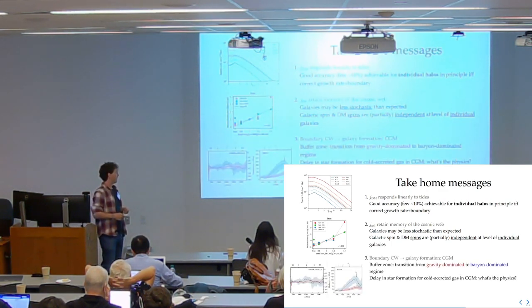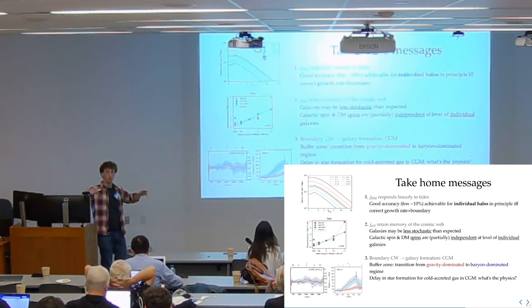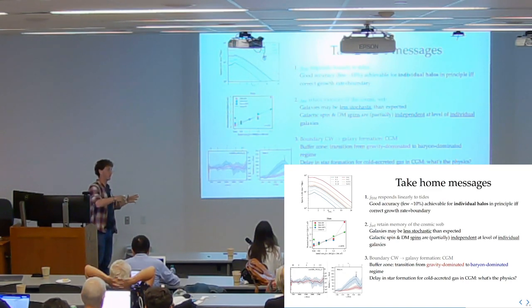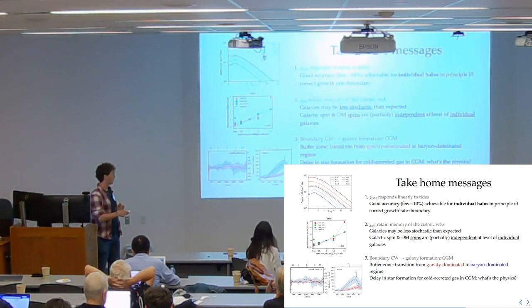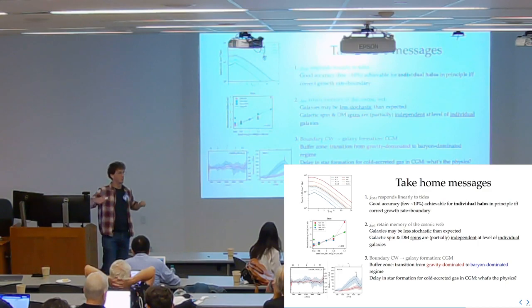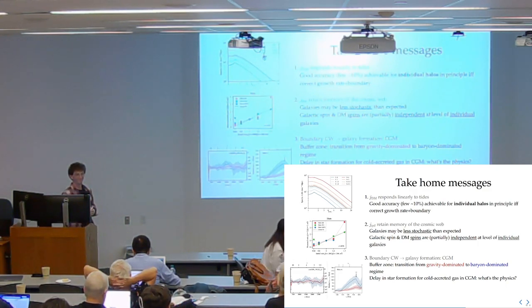And finally, there are complex things happening in the inner CGM, or my CGM, where you have a sort of buffer zone from being dominated by what happened to you when you were in the cosmological environment to all of a sudden you transition to being galaxy dominated. And if we really want to make progress to understand formation of these galaxies, we need to understand how you transition from being cosmologically driven to being galaxy driven. That's it.